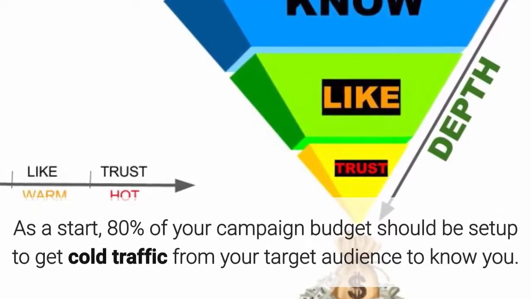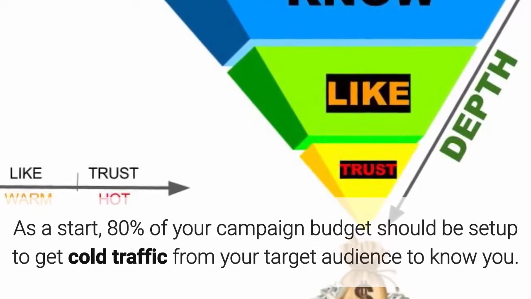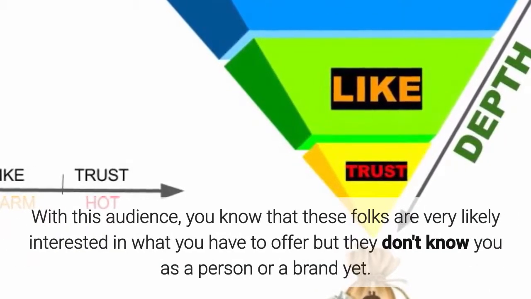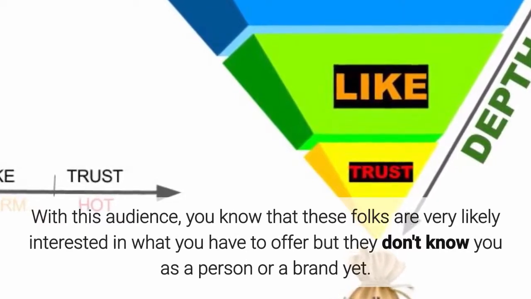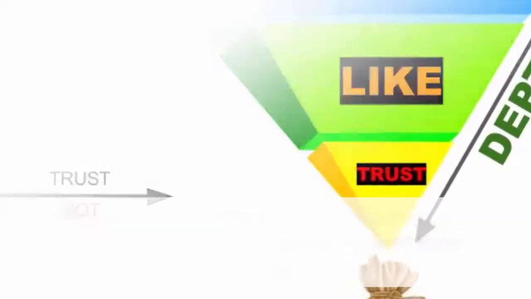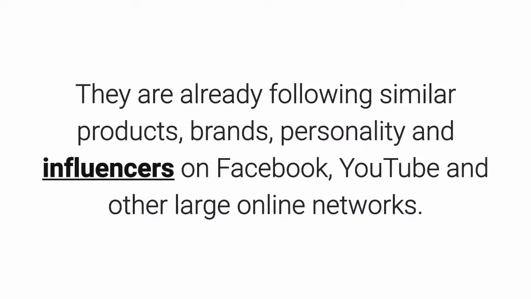As a start, 80% of your campaign budget should be set up to get cold traffic from your target audience to know you. With this audience, you know that these folks are very likely interested in what you have to offer, but they don't know you as a person or a brand yet. How do you know that they're very likely interested in what you have to offer? That's very simple. They are already following similar products, brands, personalities, and influencers on Facebook, YouTube, and other large online networks.